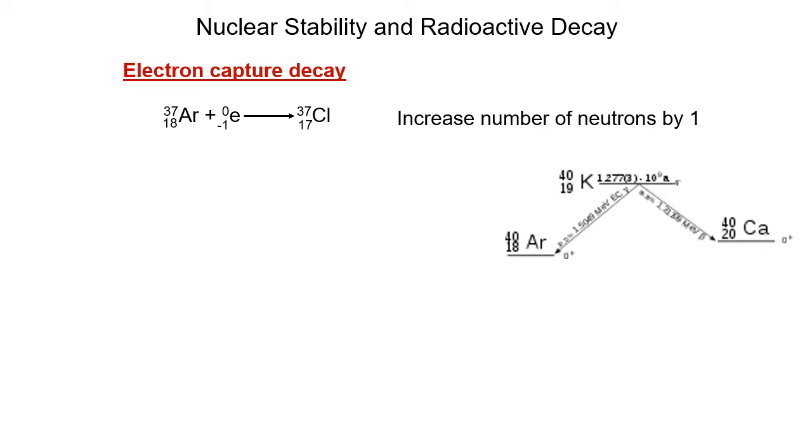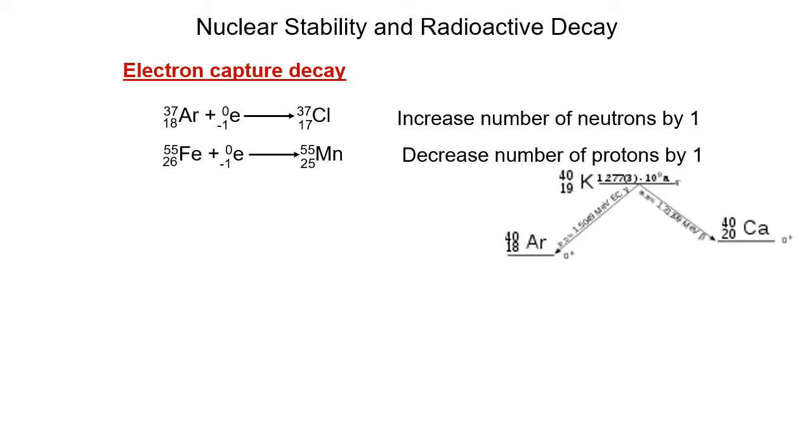Electron capture decay. An electron from an outer orbital is captured, and you have an increased number of neutrons and a decreased number of protons. Examples are electron capture by argon, by iron-55, and what's important, the alternative reaction of potassium making argon. That's actually the source of argon on this planet.